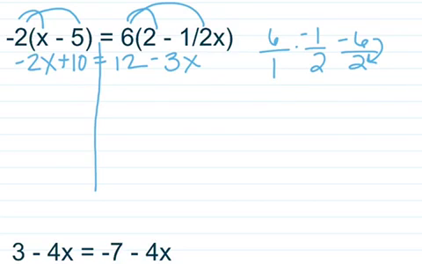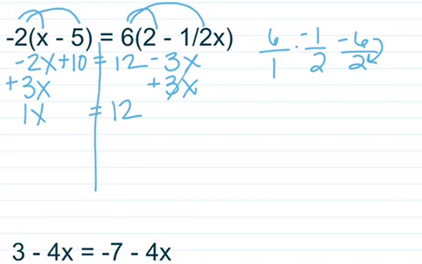So watch what I do. I do positive 3x, positive 3x. So negative 3x and 3x is gone, so you just have 12. Then over here you have negative 2x and a positive 3x. That's like saying 3 minus 2. So you just have 1x, or x plus 10 equals 12.